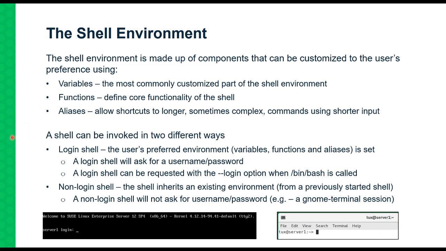A shell can be invoked in two different ways. We get a login shell and a non-login shell. With login shells, the user's preferred environment variables, functions and aliases are set. A login shell will ask for your username and password. Here's an example of a login shell at the bottom. It will ask you for your username and password. Then the login shell can be requested with the --login option when bash is called.